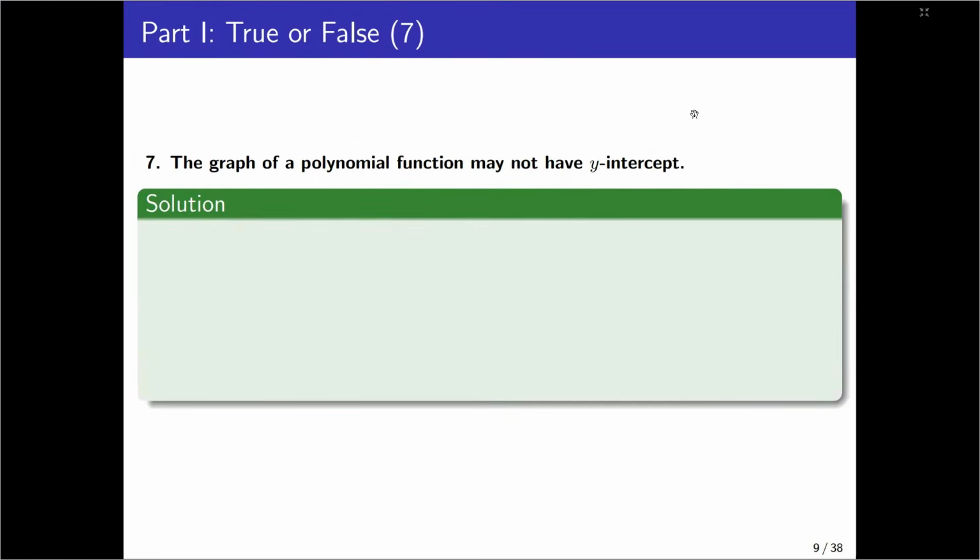Question number 7. The graph of a polynomial function may not have a y-intercept. We know that the y-intercept is found by evaluating, or simply letting x be 0. Since the domain of every polynomial function is the set of real numbers, 0 is also included within the domain, so when we substitute 0 for x, we obtain a certain value, which is the expected y-intercept of the polynomial function.